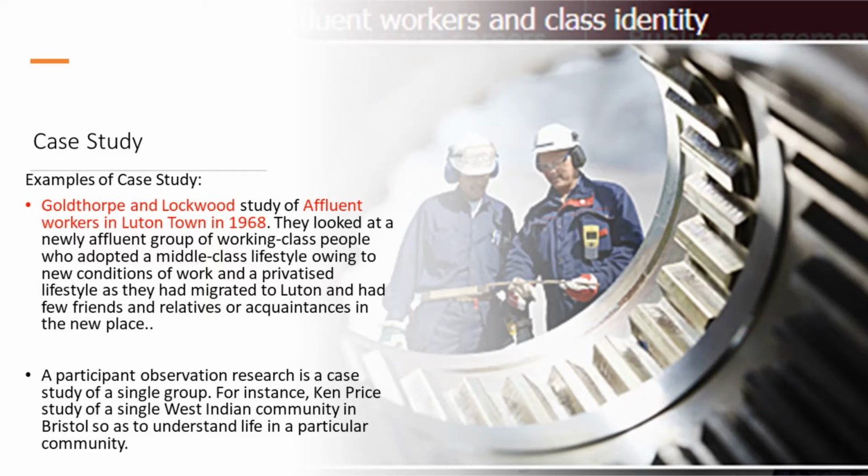Here are two examples. Goldthorpe and Lockwood's study of affluent workers in Luton Town in 1968. Affluent means a group of people who are enjoying a better lifestyle and working in a well-paid sector at that time. They looked at the newly affluent group of working class people who adopted a middle-class lifestyle owing to new conditions of work and enjoying a privatized lifestyle as they had migrated to Luton. Privatized means on their own with few friends and relatives or acquaintances in a new place.